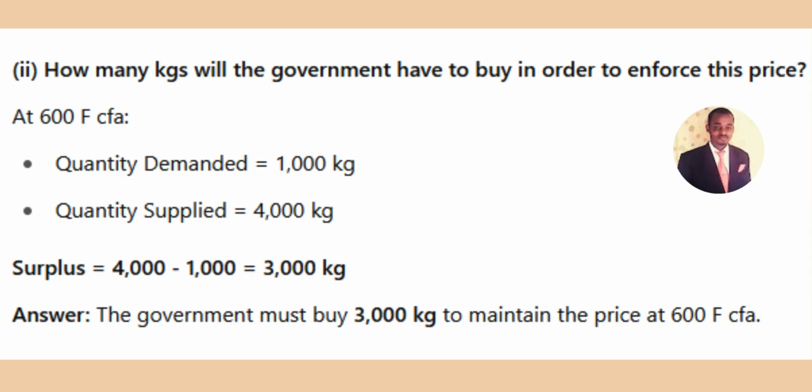The next question says: how many kilograms will the government have to buy in order to enforce this price? Quantity demanded equals 1000 kilograms, quantity supplied equals 4000 kilograms. Surplus equals 4,000 minus 1,000 equals 3,000 kilograms. So the correct answer is that the government must buy 3,000 kilograms to maintain the price at 600 francs. If the government wants to maintain the price at 600 francs, they will have to buy 3,000 kilograms of fish. That is the correct answer.